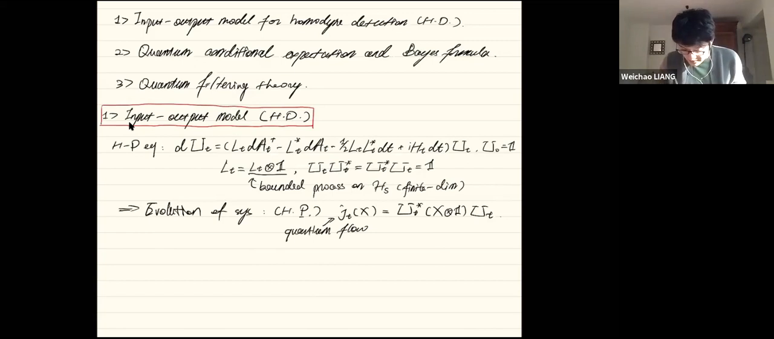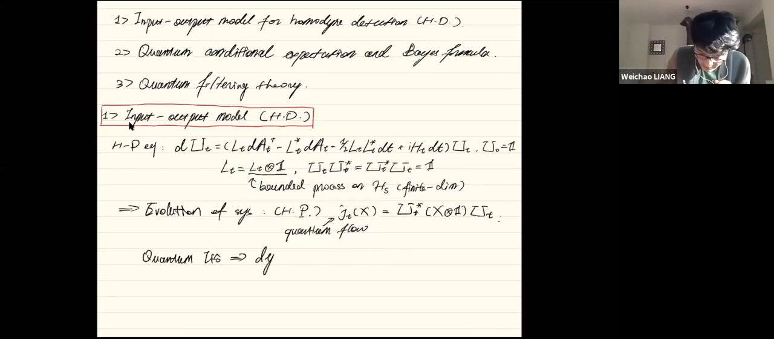Last time I had already recalled that normally U_t is not a group, but we can construct a group corresponding to this unitary operator U_t. After some calculation, this quantum flow can describe the time evolution in the Heisenberg picture. And just by the quantum Ito formula, we can obtain this differential equation.